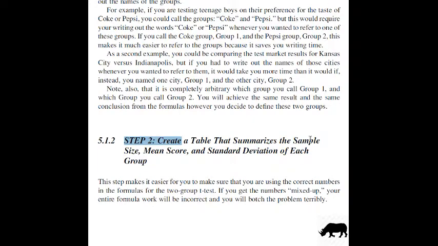Step 2. Create a table that summarizes the sample size, mean score, and standard deviation of each group. This step makes it easier for you to make sure that you are using the correct numbers in the formulas for the 2-group t-test. If you get the numbers mixed up, your entire formula work will be incorrect and you'll botch the problem terribly.